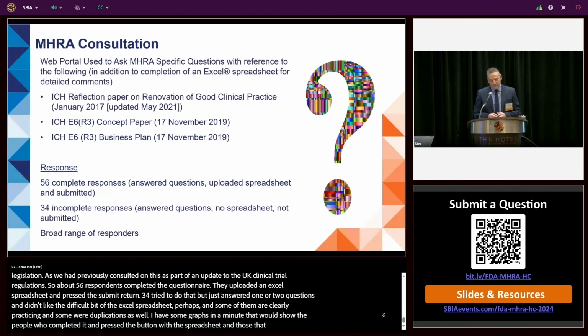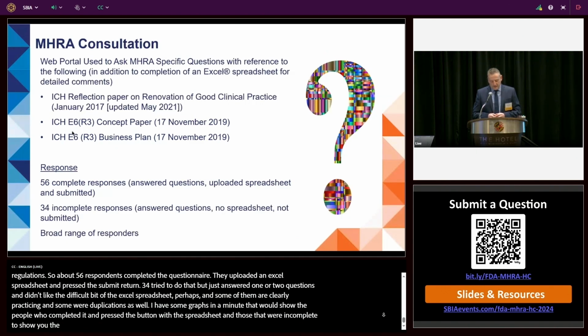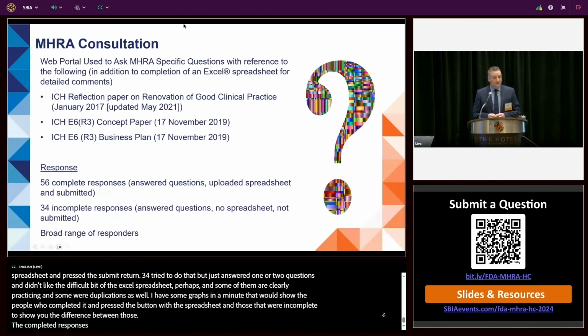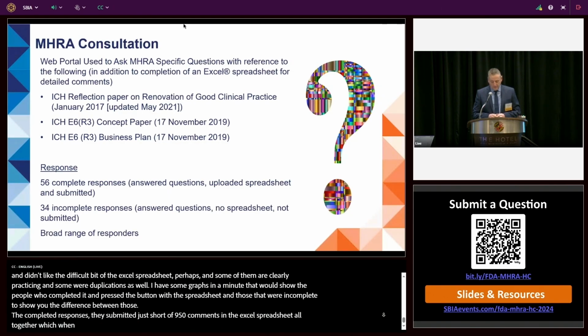The completed responses, they submitted just short of 950 comments in the Excel spreadsheets altogether, which when I last looked was the second highest of an ICH region. I'm not sure whether that's good or bad in terms of how many. It certainly took a long time to plough through them all just recently.